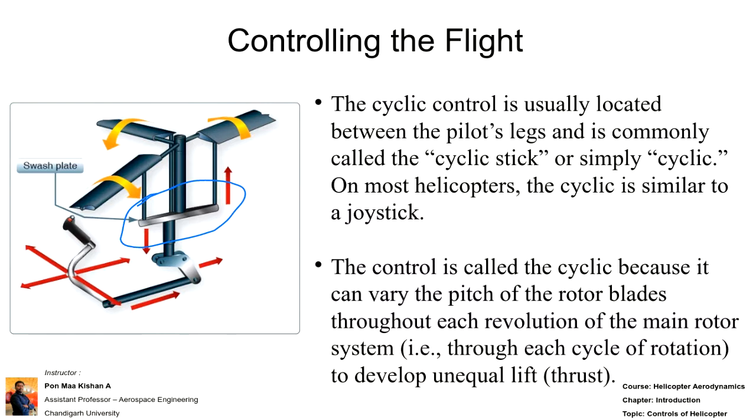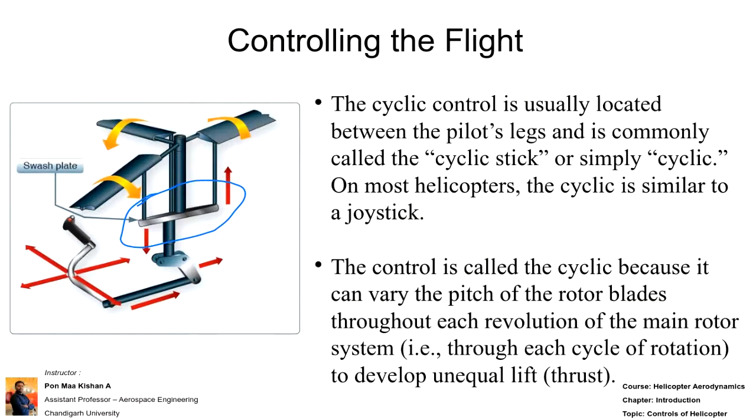Suppose this is our helicopter position, and we want to move forward. So what the pilot will be doing is pushing that control stick away from him, pushing forward. So what will happen to this entire rotor system? It will be deflected downwards, like in the forward motion. I will be drawing the diagram so that you can understand further.